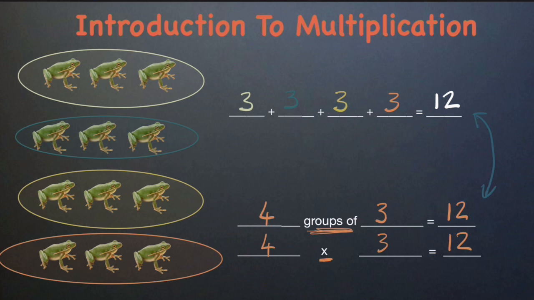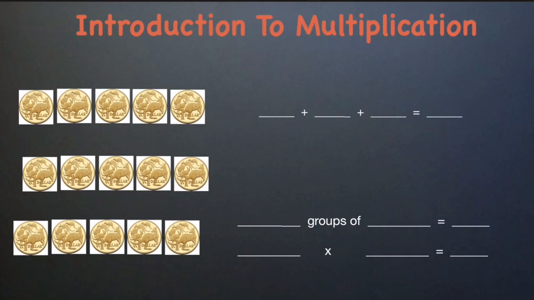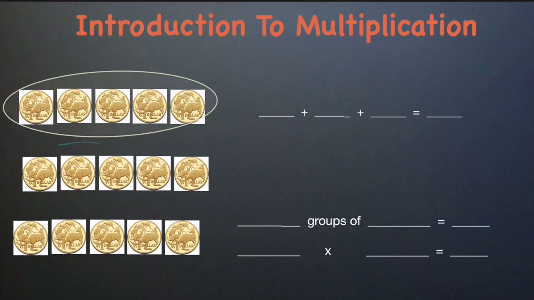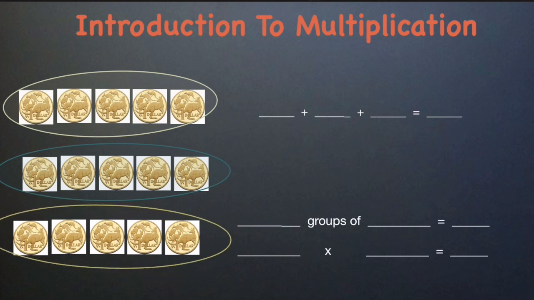Let's have a look at another one. Here we have some Australian $1 coins with a cute little kangaroo on them. And as you can see, we've got 3 groups of 1, 2, 3, 4, 5. All right, so I'm just going to put, just so we can really see it, that's going to be one group. That's another group there. And one more group.